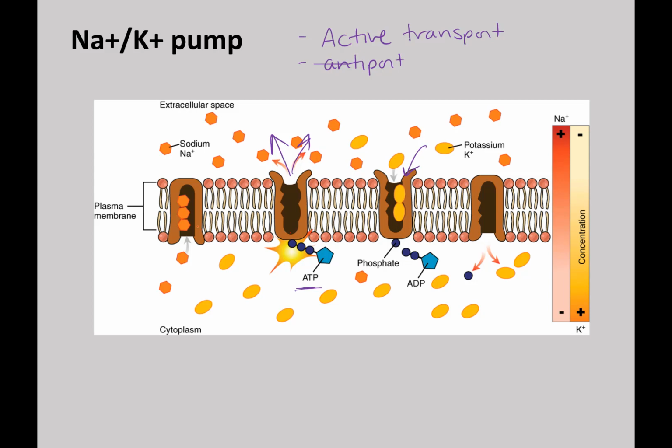So it binds 3 sodium ions. It changes its shape, releases the 3 sodium ions, and now 2 potassium ions can come in and bind. The protein again changes shape and releases the potassium to the inside of the cell. So the sodium-potassium pump works by moving sodium, moving potassium, requiring ATP, and the protein itself will continuously change shape as it's moving the ions across the membrane.